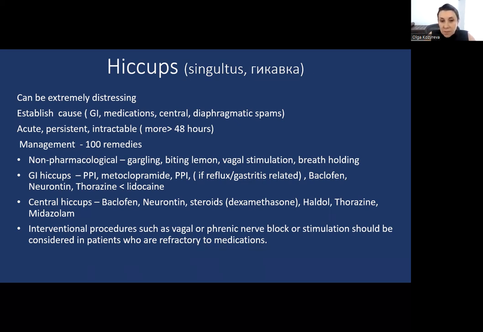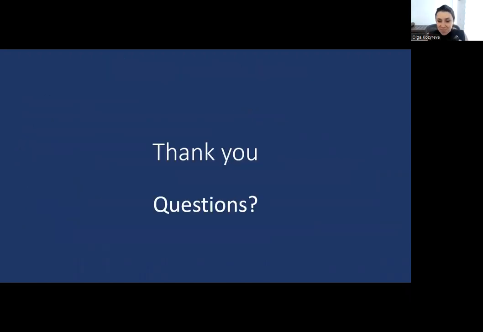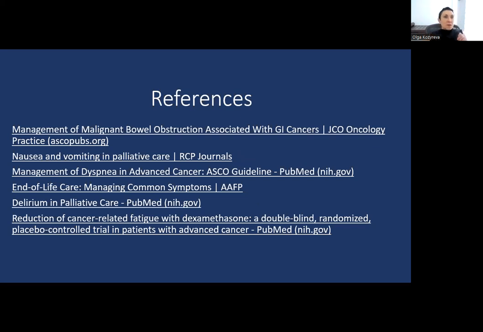An interventional procedure such as vagal or phrenic nerve blocks, or a stimulator, can be used for intractable hiccups. But I believe in the literature there was one man who hiccupped for 28 years, and no one could help him. I believe this is my last slide. Thank you so much. If there are any questions, I'm happy to answer. I put several references about symptom management and palliative care. Thank you.